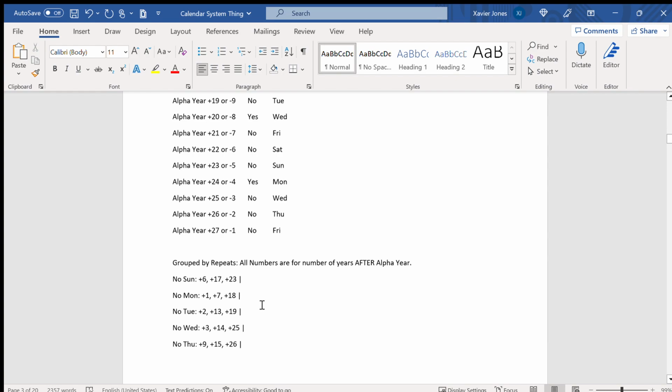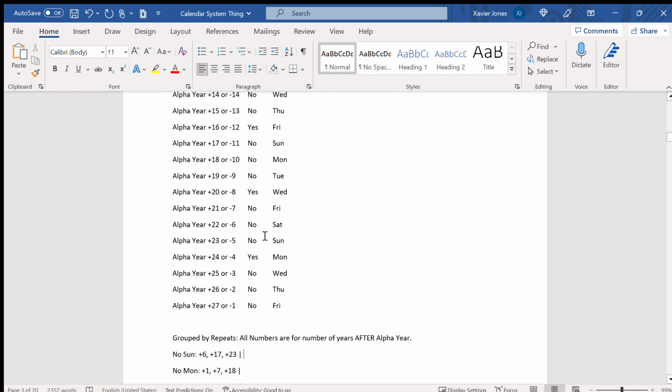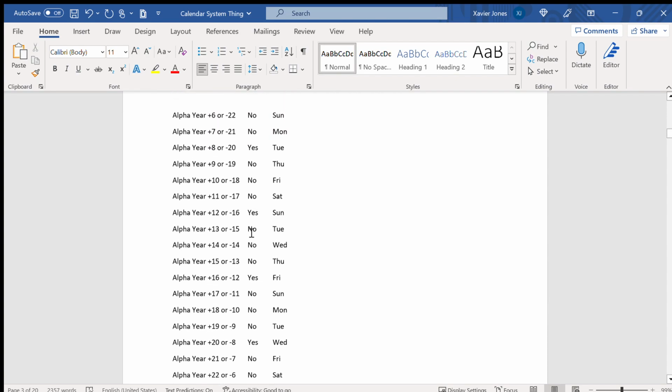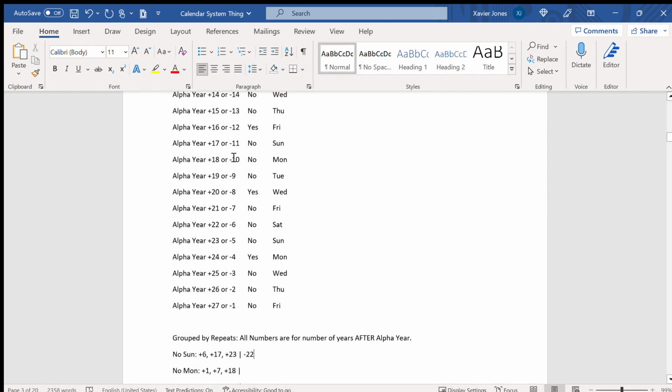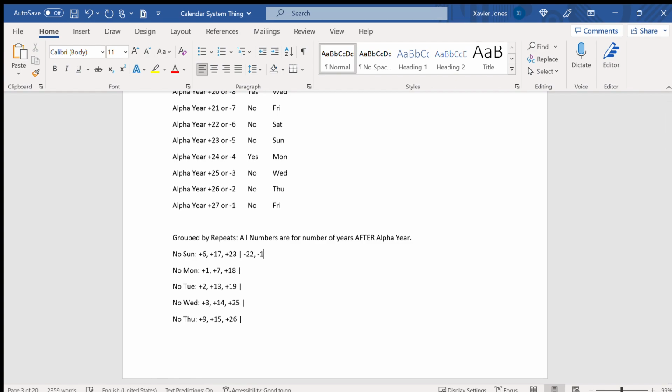Okay, so +6 corresponds to -22, I imagine. Yeah, -22. +17 corresponds to -11. +23 corresponds to -5. +1 corresponds to -27. +7 corresponds to -21. +18 corresponds to -10.